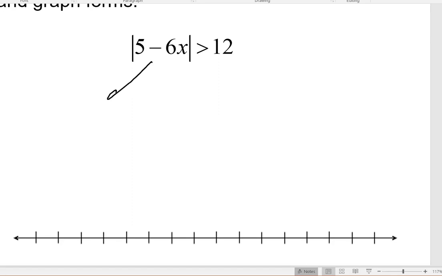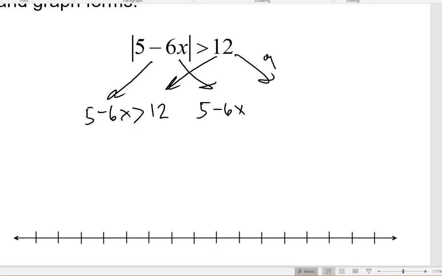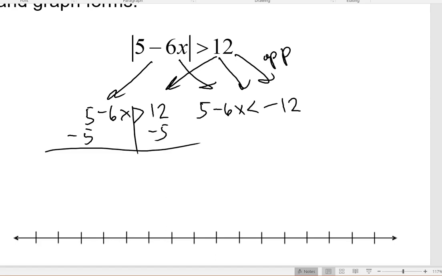How do we solve this? Well, the 5 minus 6x splits. That part stays the same. The 12, the first one stays the same. The second one becomes opposite. And when it becomes opposite, so does the inequality. Let's see. Solving here. Negative 6x greater than, it looks like 7, dividing by the negative. X is greater than negative 7/6, or 1 point something.